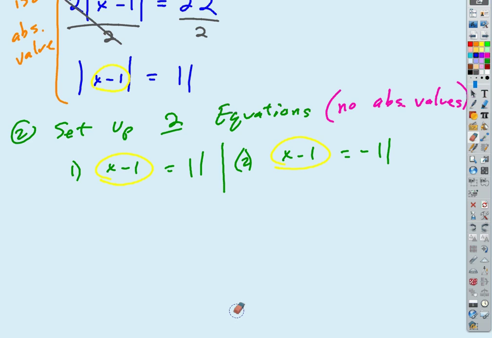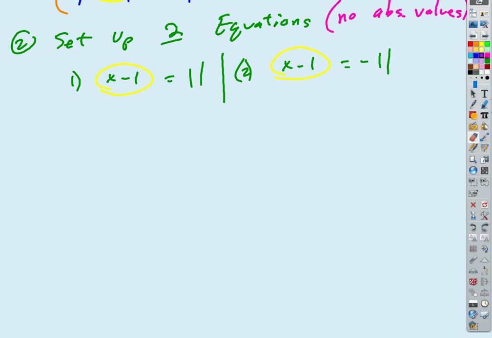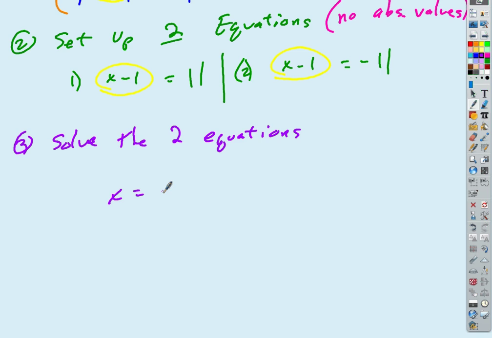And then finally, we get down to part 3. Part 3 is just solve the 2 equations. Right, we won't even mess with that. That's easy to do. Just add 1 in both cases, don't we? Right, so what would we get? If we add 1 here, we get x equals 12, or, we need an or in the middle, don't we? X equals, what's negative 11 plus 1? Good, so there's my 2 equations for my 2 solutions.